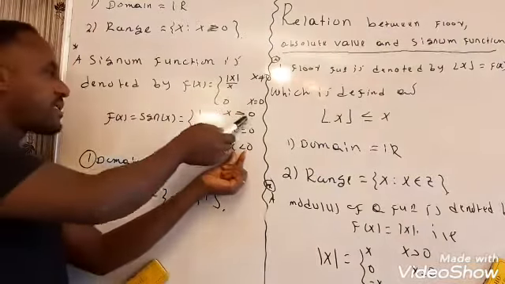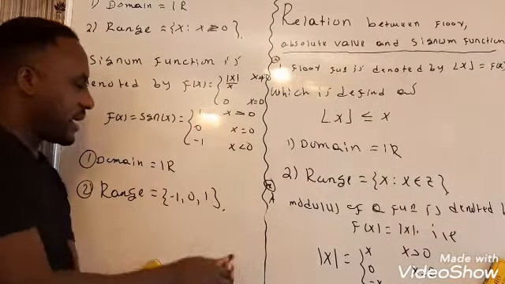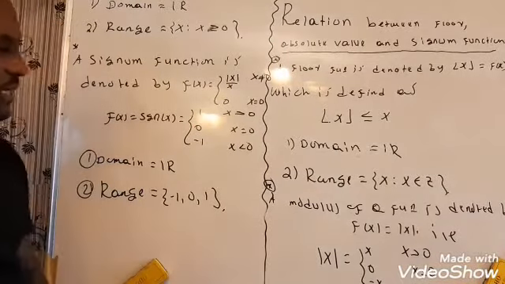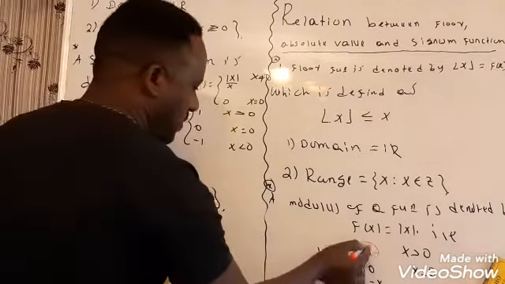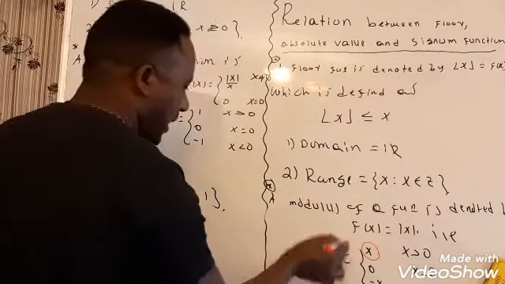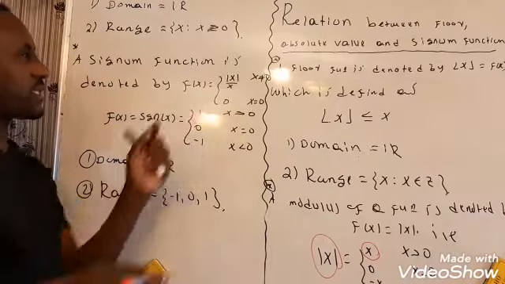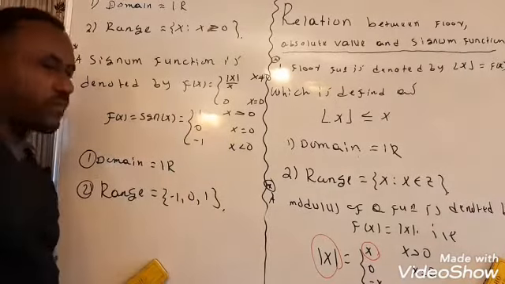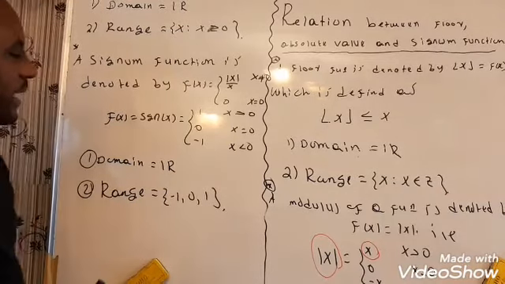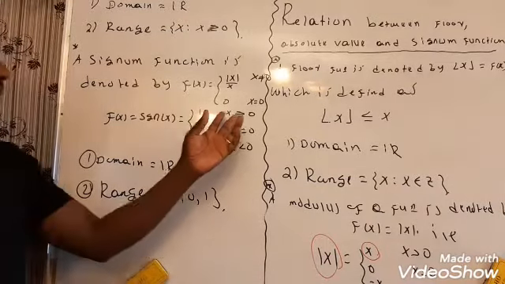For x greater than zero, the modulus of x is x, the absolute value of x. In place of the absolute value, you can replace x, and x over x will be 1. So that is the range value for x greater than zero.